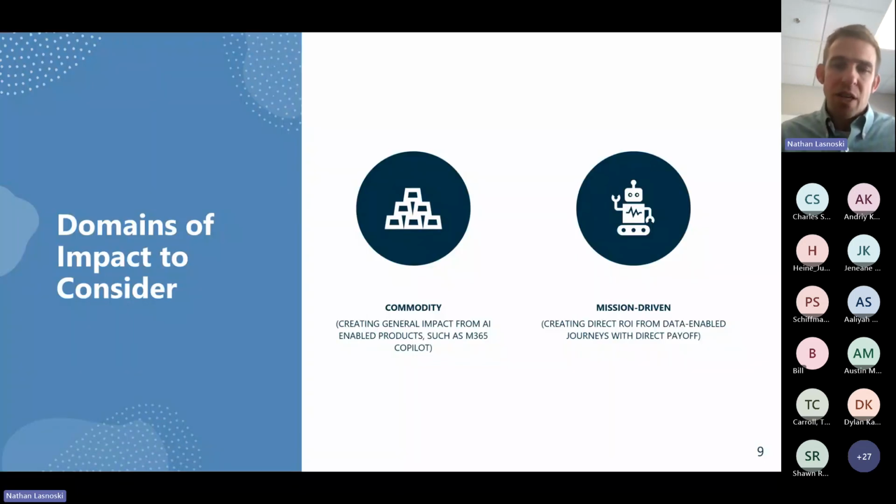So the first thing I want you to think about is that there's really two domains for you to consider in the context of manufacturing. The first is commodity, and then there's mission driven. Commodity is everything, every person within your organization being lifted up to be able to create more.